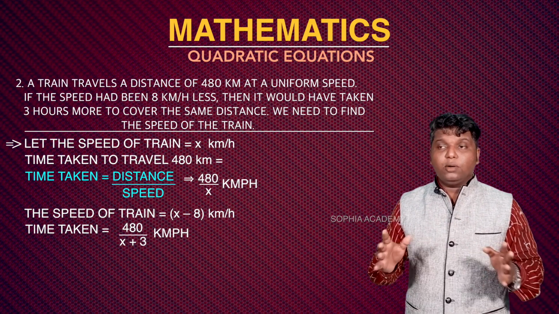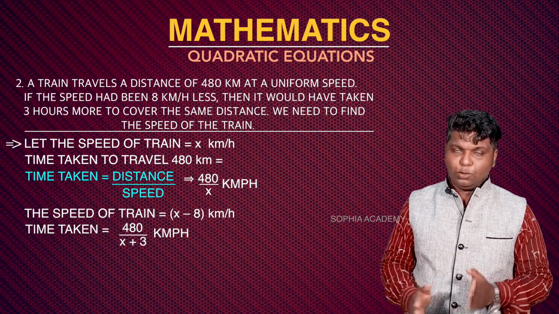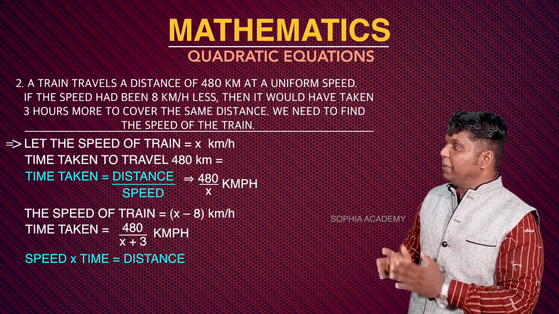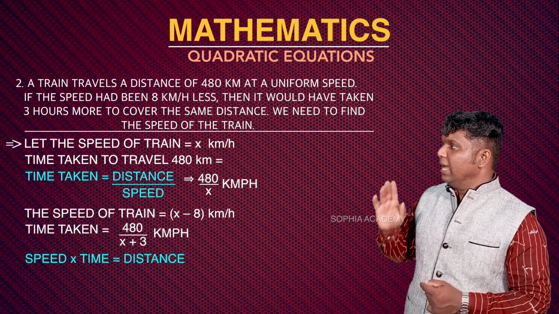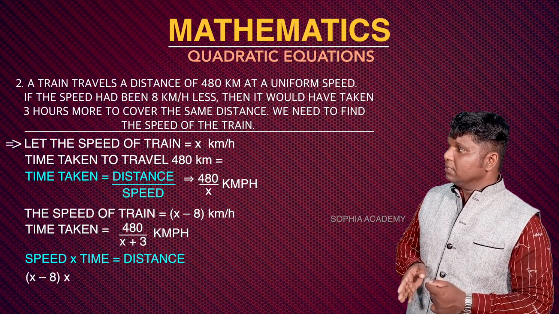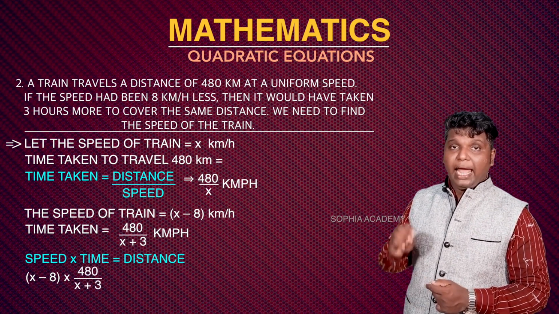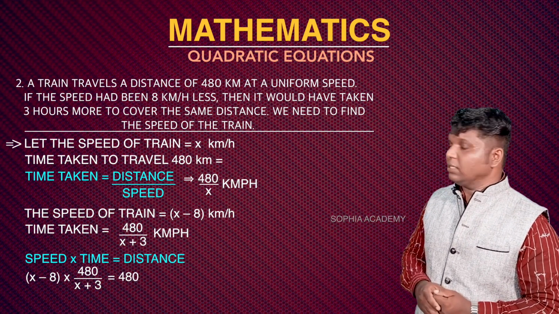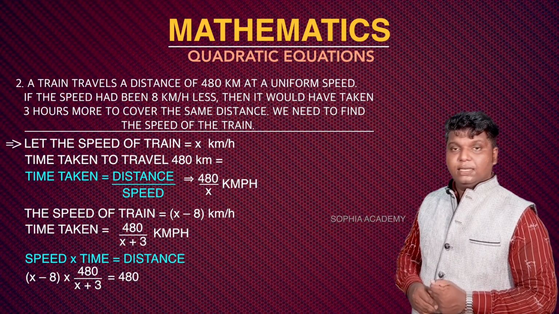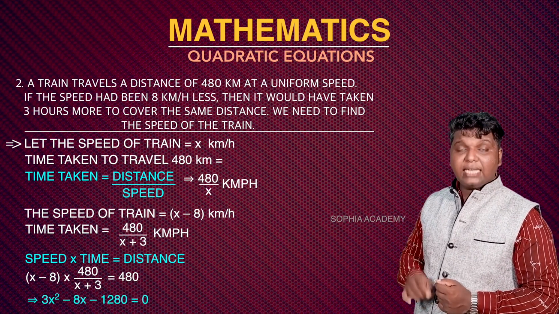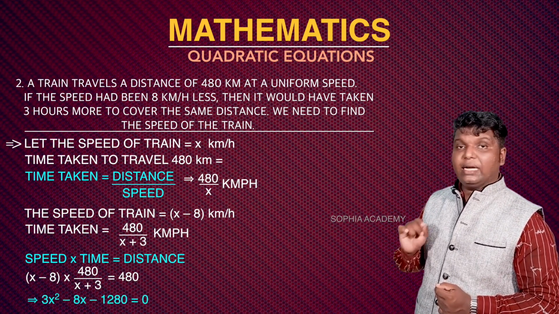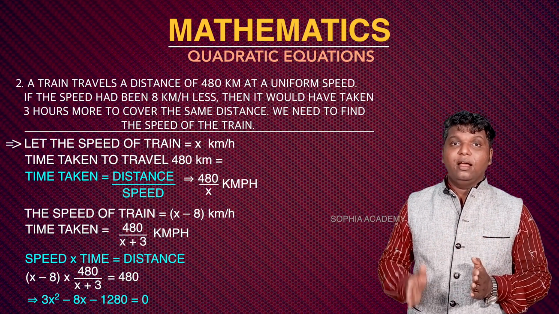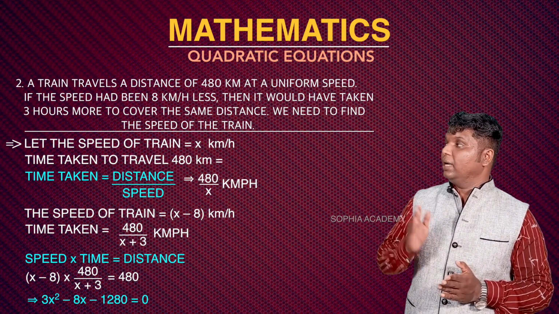Now, what do you know about the relation between speed, time and distance? You know that speed into time is equal to distance, and we are going to apply that here. Speed into time is equal to distance, and here the speed is x minus 8, into the time, which is 480 divided by x plus 3, is equal to, what is the distance? 480. While solving this equation, towards the last you will get 3x square minus 8x minus 1280 is equal to 0. That means you got the quadratic equation 3x square minus 8x minus 1280 is equal to 0.